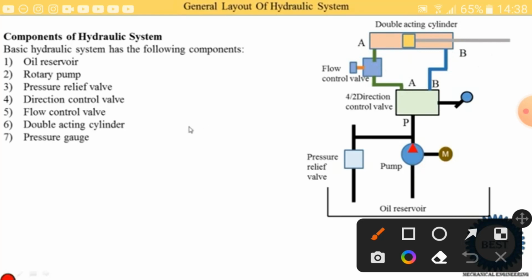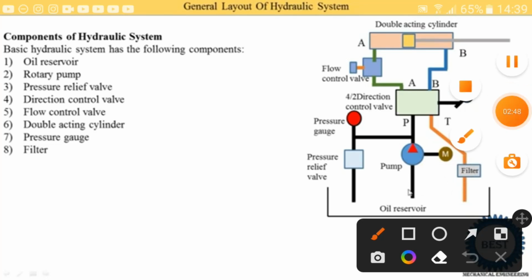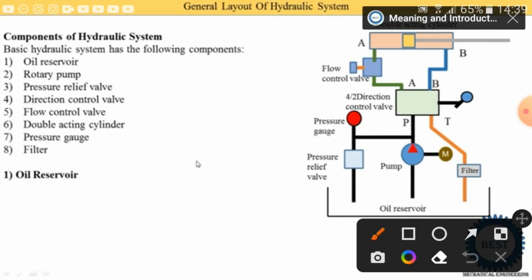Next component is the pressure gauge. The pressure gauge is also installed at the outlet of the pump. Here you see the pressure gauge. And the last component is the filter. Here you see this is a 4x2 control valve. The fourth port is provided and its name is T. Then this return oil is supplied to this filter. So this component is the filter. In some books the filter is provided at the inlet of the pump. Sorry, not the outlet, but at the return pipe. If you see the filter at the inlet of the pump, this is also correct.